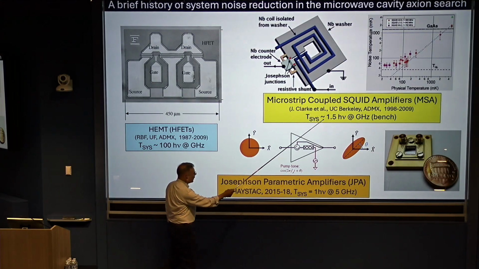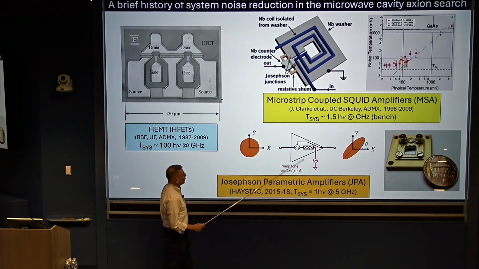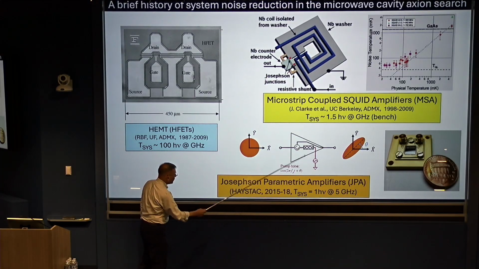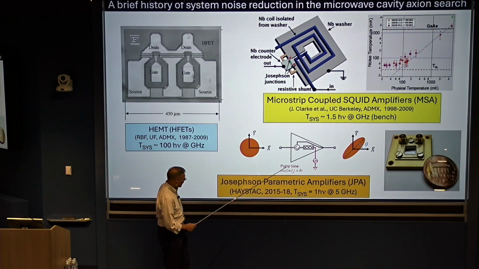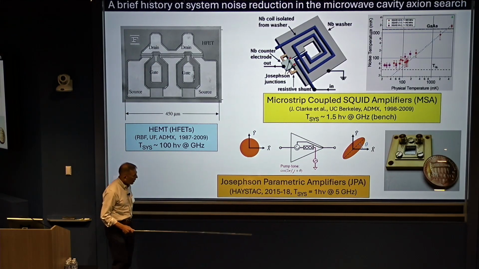John Clarke at Berkeley, for the ADMX collaboration, made a very big breakthrough in a new way of coupling SQUIDs that turned them into gigahertz amplifiers that now really began to approach the standard quantum limit. Then came Konrad Lehnert's work at Colorado for HAYSTAC, the invention of flux-pumped JPAs.